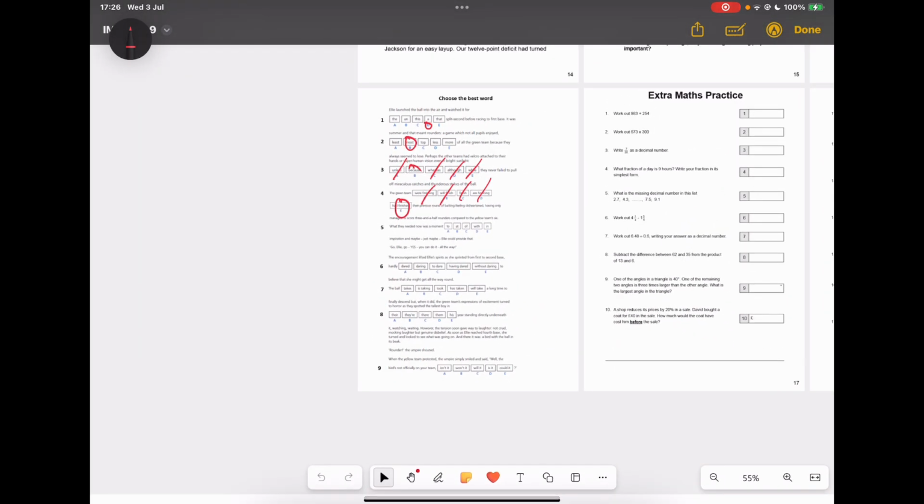The encouragement lifted Ellie's spirits as she sprinted from first to second base. So this one is that what they now needed was a moment of inspiration. So not moment to inspiration, moment at, moment with, moment in. It's moment of inspiration. Okay.